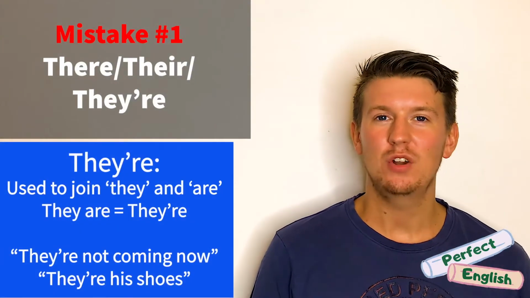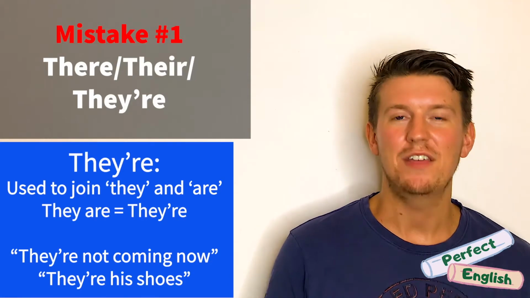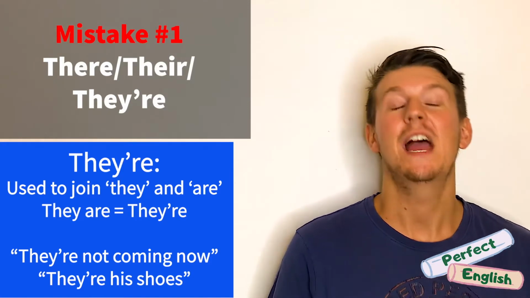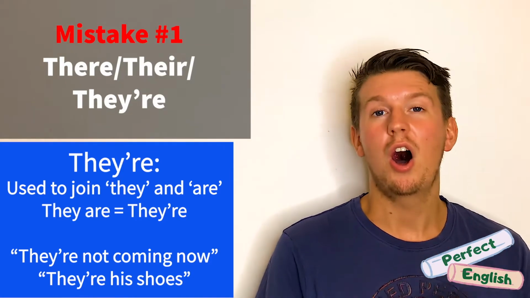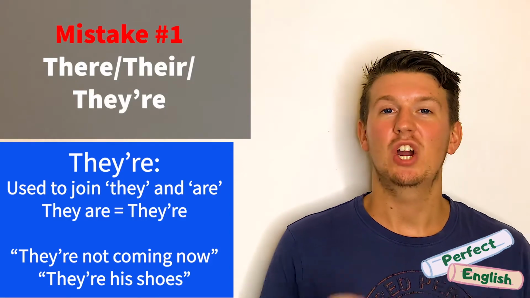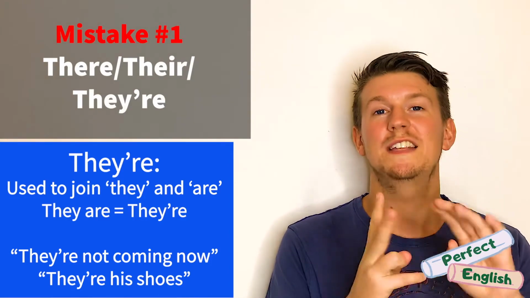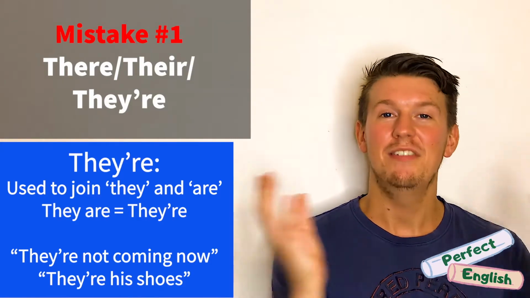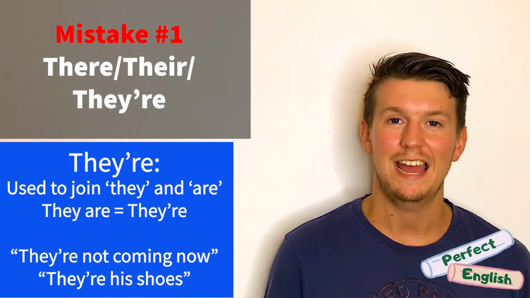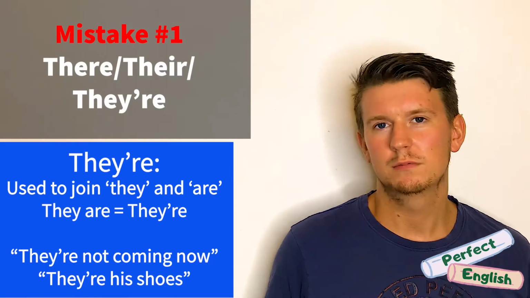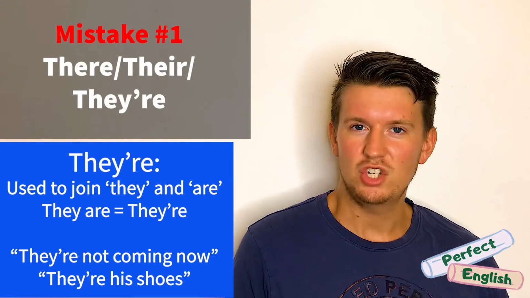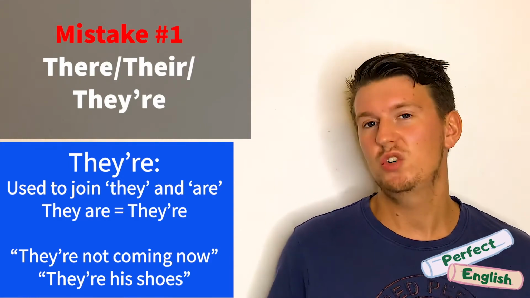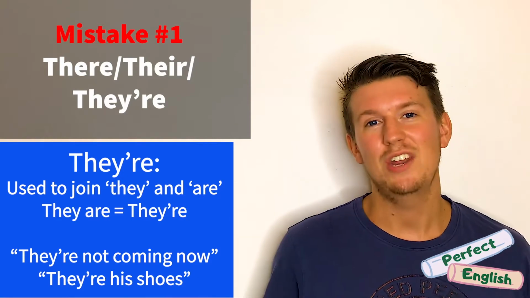And the final spelling for the word there, the final type for this word, T-H-E-Y apostrophe R-E. This is a contraction of the 2 words they are. So instead of saying they are, we say they're to push them together. They're not coming now. Or perhaps they're his shoes. They are not coming now. They are not his shoes. They're not coming now. They're not his shoes.